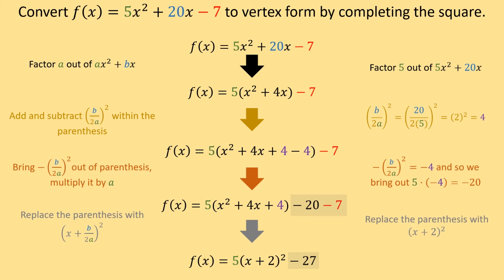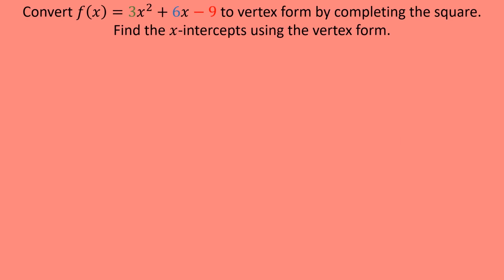And so let's move on to a hard problem. Let's say we're told to convert f of x equals 3x squared plus 6x minus 9 to vertex form from completing the square. This part is the same as our medium level problem. But then we're also told we have to then find the x-intercepts using the vertex form we got. And so let's work on converting f of x equals 3x squared plus 6x minus 9 to vertex form.